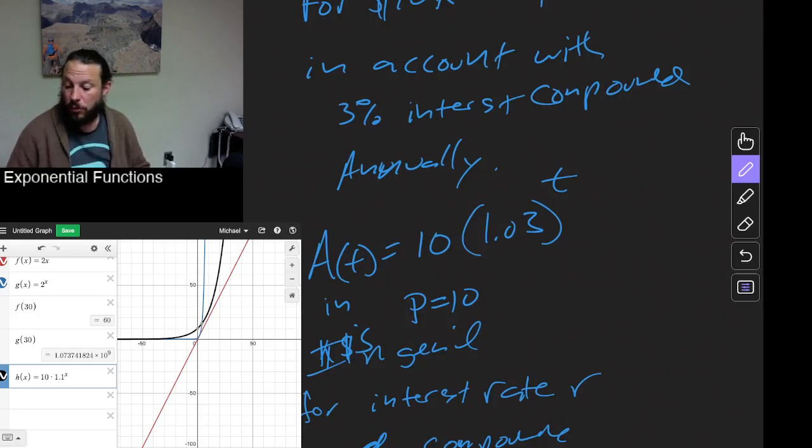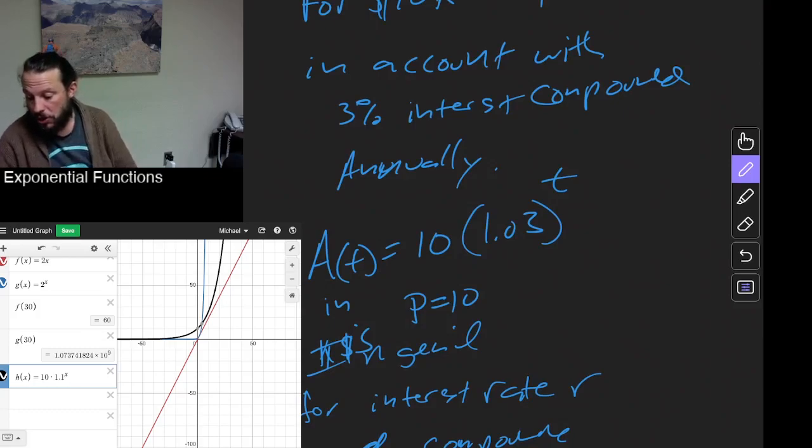When we're talking about money, we call that initial condition p, our principal. Here it's 10, and notice I did this in thousands of dollars, so I don't have to have all the zeros.